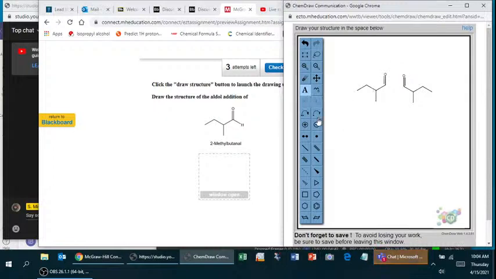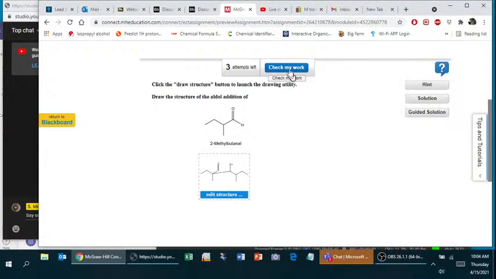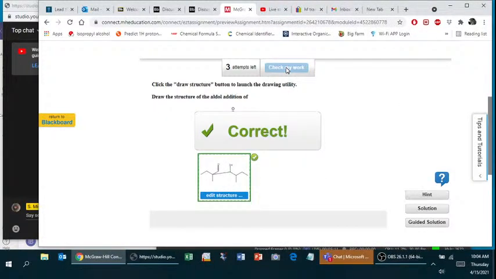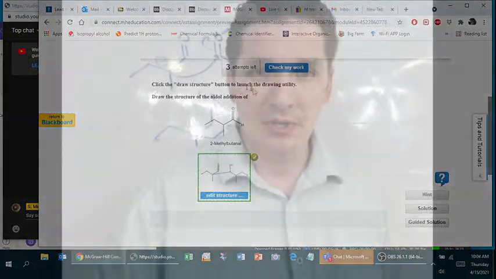So if I want to draw the product of the aldol addition, I'm just going to connect this carbon to this carbon, and I'm going to break the double bond, if it will let me. Change that to an OH. And literally, it will accept that. It doesn't care that the structure is drawn in a very ugly way. That's the product. Right? So question 16.